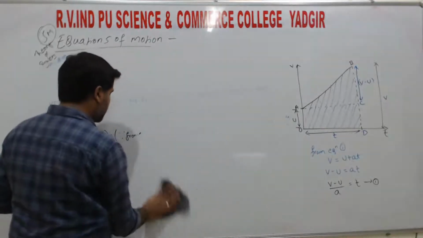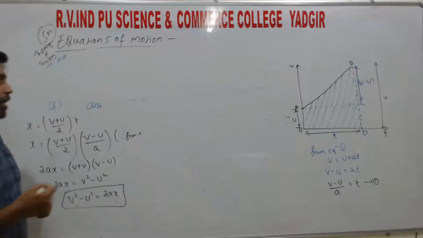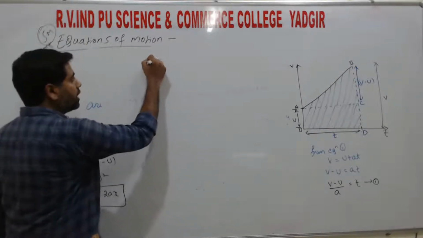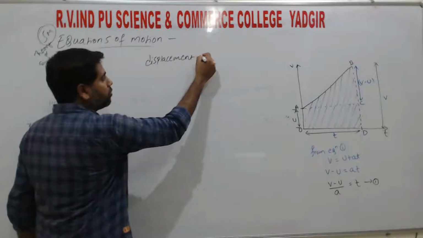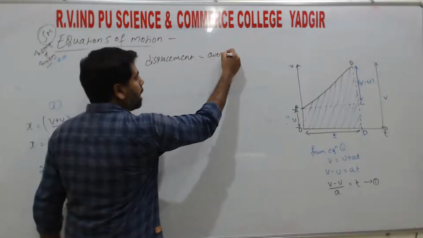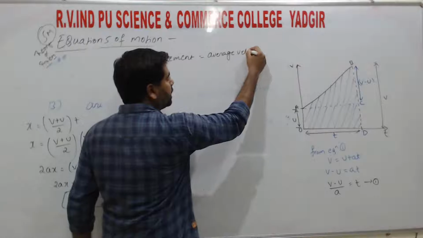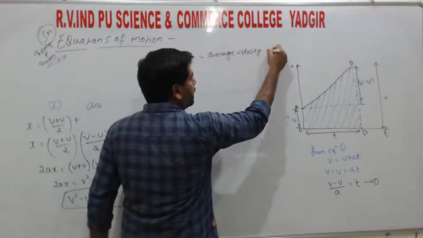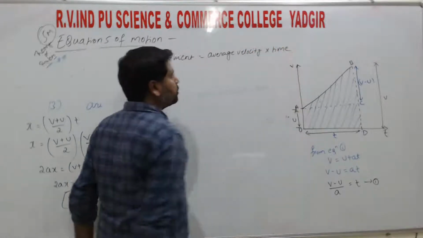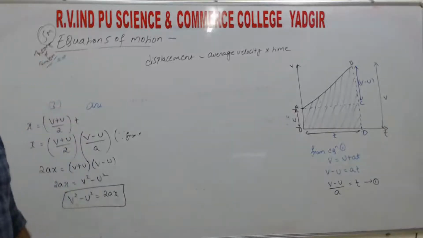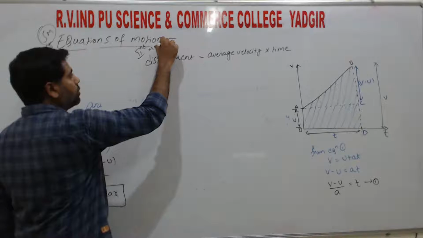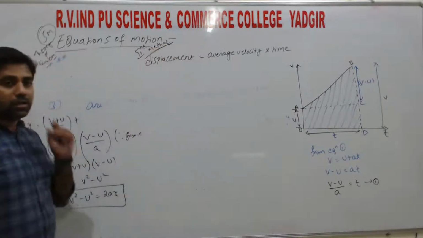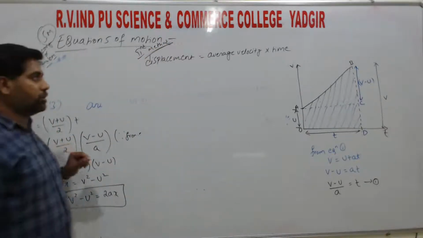So the second method to find this relation is by using the average velocity. We know displacement is equal to average velocity into time, so velocity is equal to displacement by time. So this one is the second method. Any one of the methods you can write in the examination.